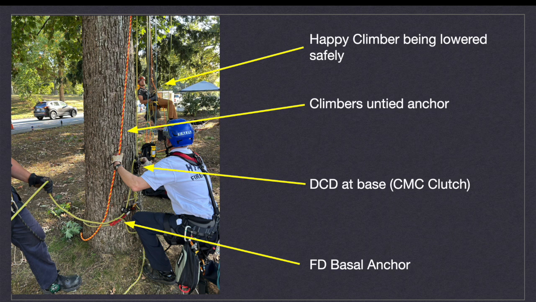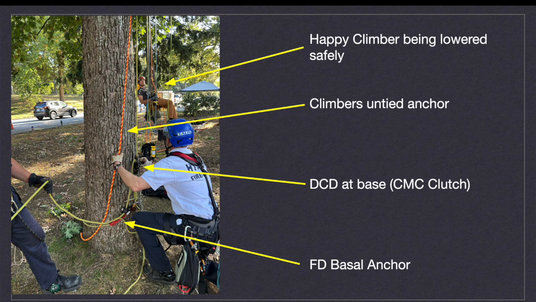Different rescue, but same concept. So this team elected to do a descent control device right at the base. If we start from the bottom of this picture, you have two different yellow lines. One's got a red prusik on it as a cinch. They put a clutch right at the base of the tree.